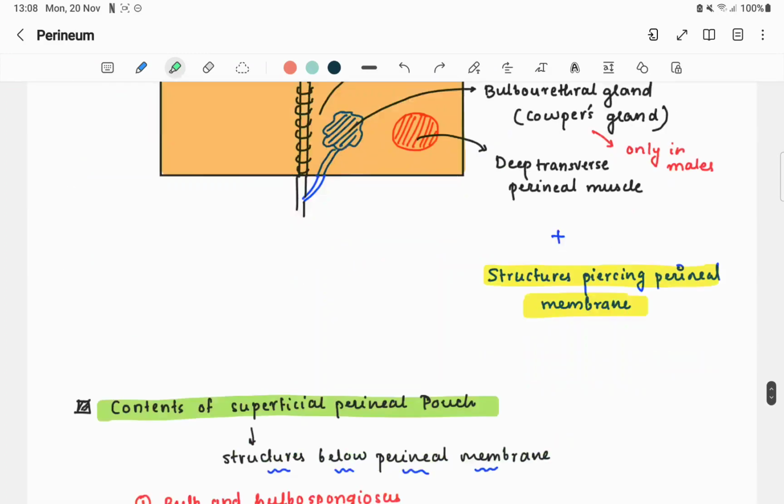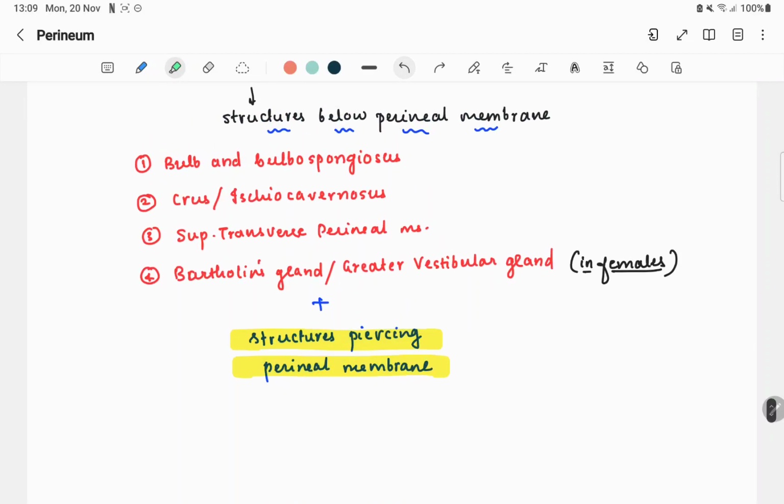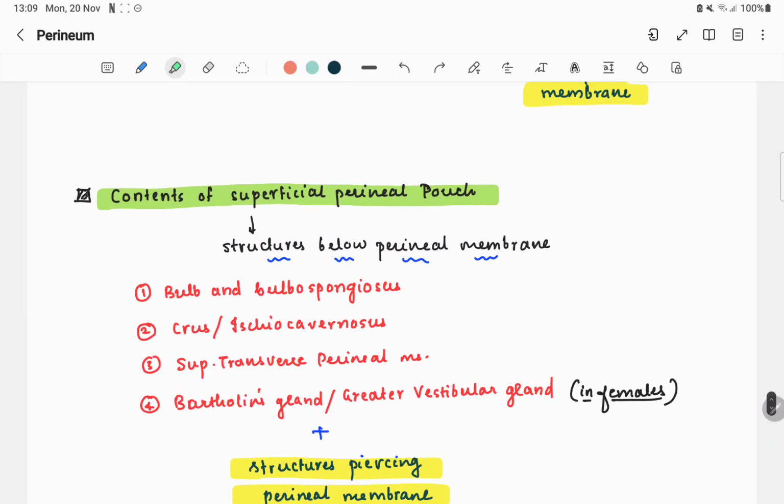So talking about other things, the structures piercing the perineal membrane will also contribute to your superficial perineal pouch. What are the contents? Bulb and bulbospongiosus, the crus and ischiocavernosus, superficial transverse perineal muscle, and the Bartholin's gland.